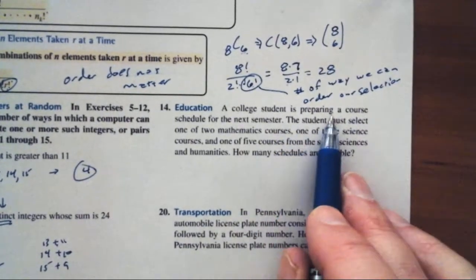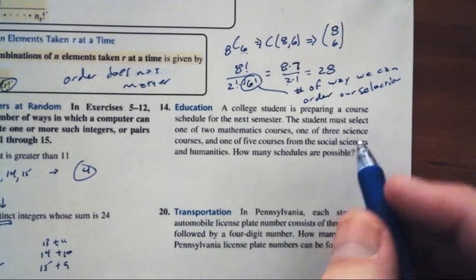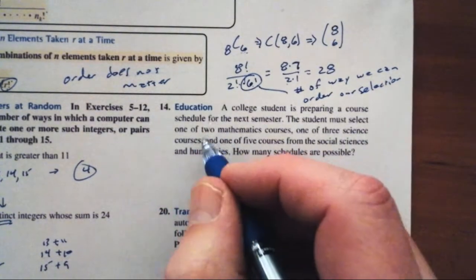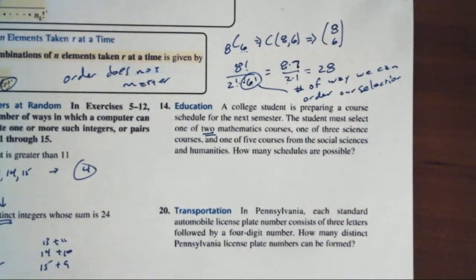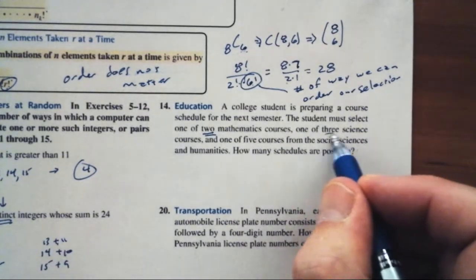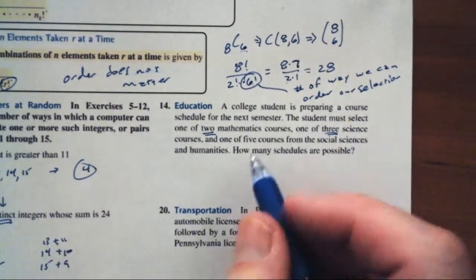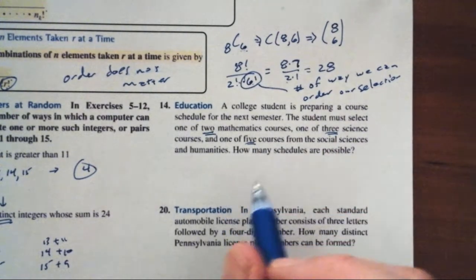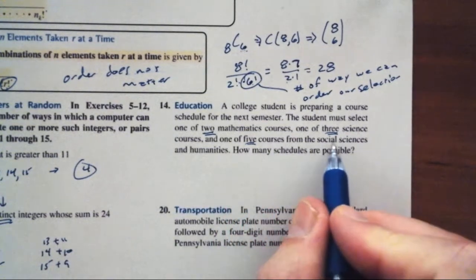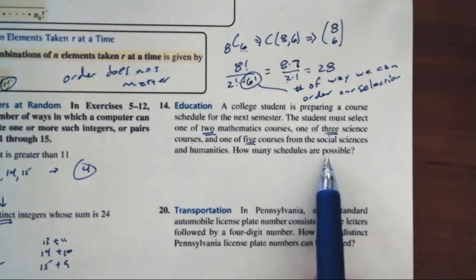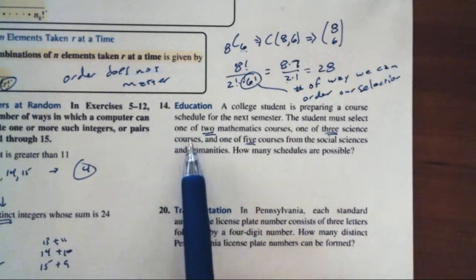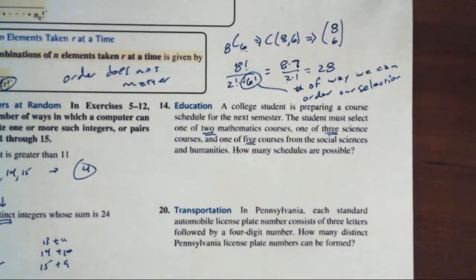Anyway, a college student is preparing a course schedule for next semester. The student must select one of 2 math courses to choose from. We have 3 science courses to choose from, and we have 5 courses in social science and humanities. How many schedules are possible if the student must select one of each?